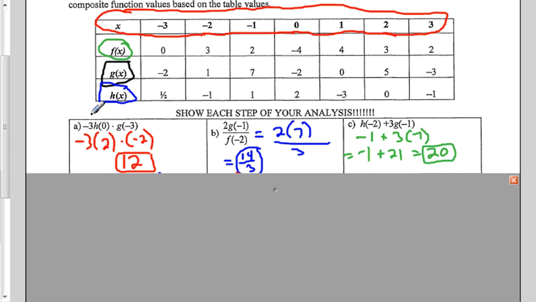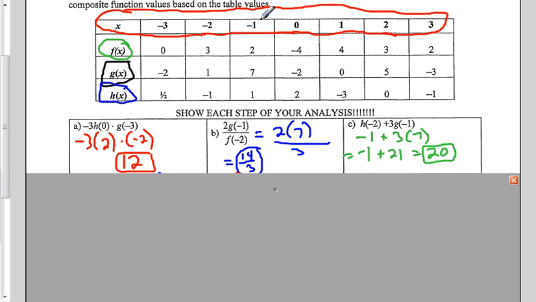Okay, so for the first one, we want to find h of 0. That's when x equals 0. We come down to h of x. It's 2. Substitute in that value for h of 0. G of -3, find when x equals -3, and g of x is -2. So now we just go through and multiply. -3 times 2 is -6, times -2 is positive 12.